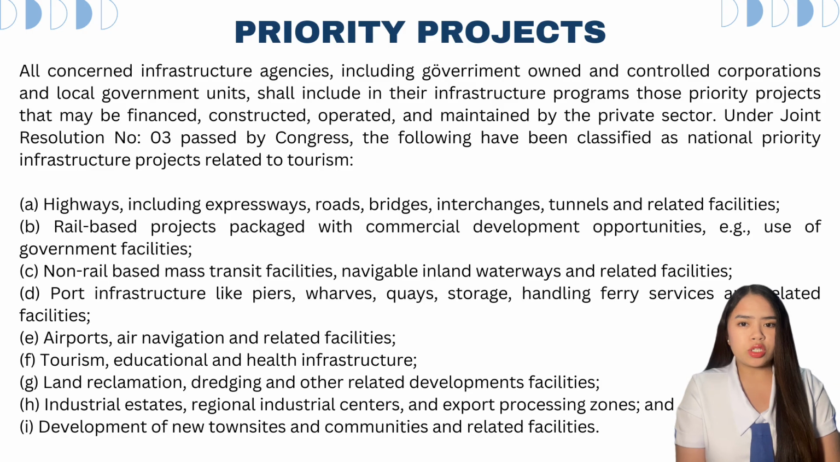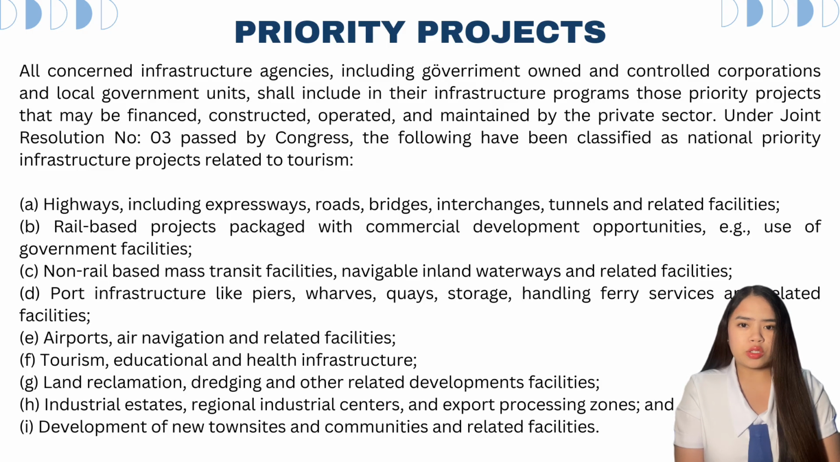Under Joint Resolution number 3, passed by Congress, the following have been classified as national priority infrastructure projects related to tourism. First is highways, including expressways, roads, bridges, interchanges, tunnels, and related facilities. Next is rail-based projects packaged with commercial development opportunities, for example, use of government facilities. Then next is non-rail-based mass transit facilities, navigable inland waterways, and related facilities.